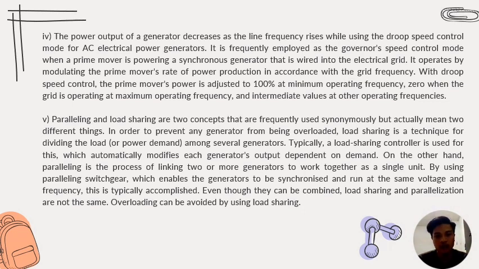On the other hand, paralleling is the process of linking two or more generators to work together as a single unit by using paralleling switchgear, which enables the generators to be synchronized and run at the same voltage and frequency. This is typically a combination, even though they can be combined, load sharing and paralleling are not the same. Overloading can be avoided by load sharing.